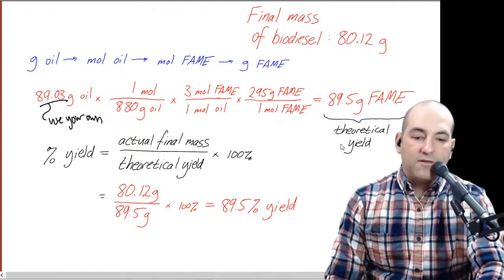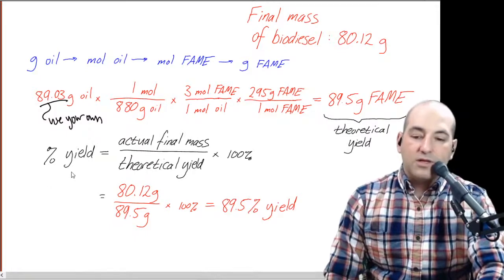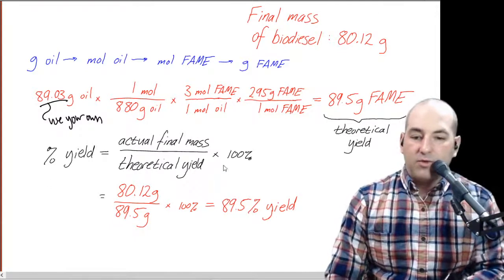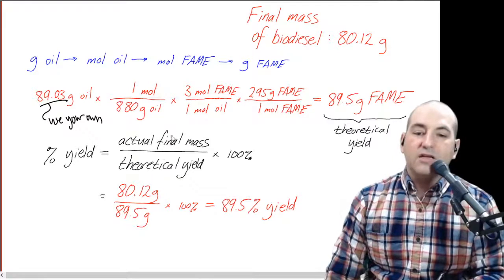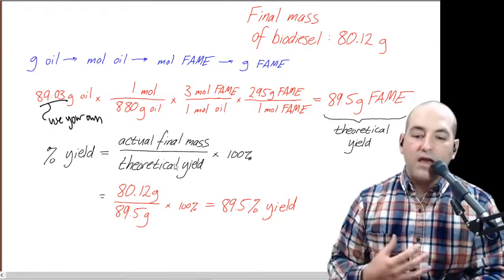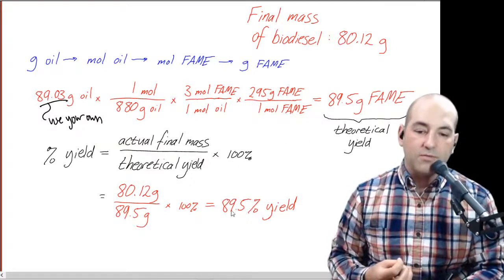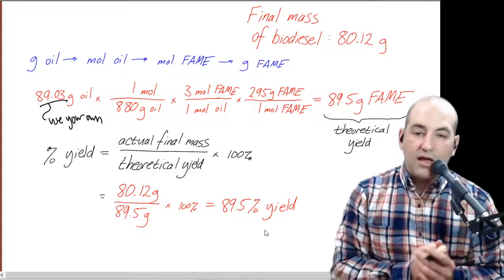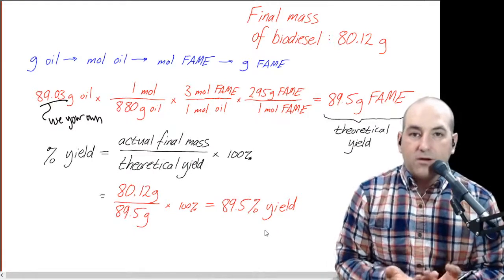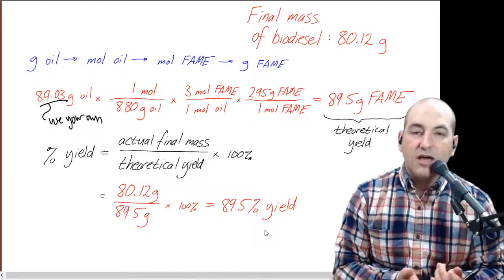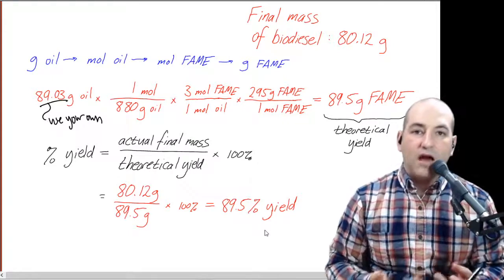So once you calculate the theoretical yield, then you can calculate your percent yield, which is just your actual mass, how much did you actually recover, divided by your theoretical yield that you just calculated. So the ratio between those times 100% gives you your percent yield. And the higher the yield, the better the reaction went. That's an indication that you recovered a lot of product.